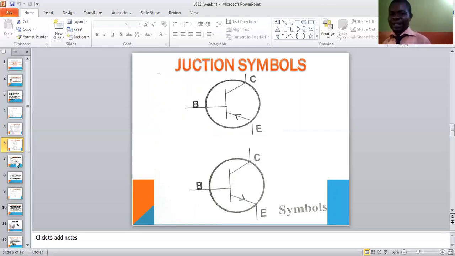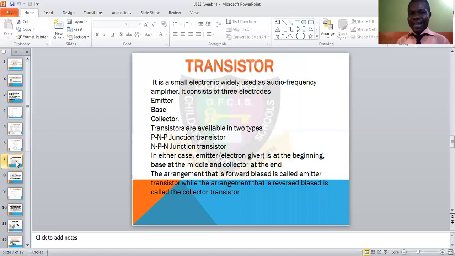Then we look at the transistor. It is another example of these devices. It is a small electronic device widely used as audio frequency amplifier. We have said the triode is used to amplify. This one too is also used to amplify. But you know the difference between video and audio.